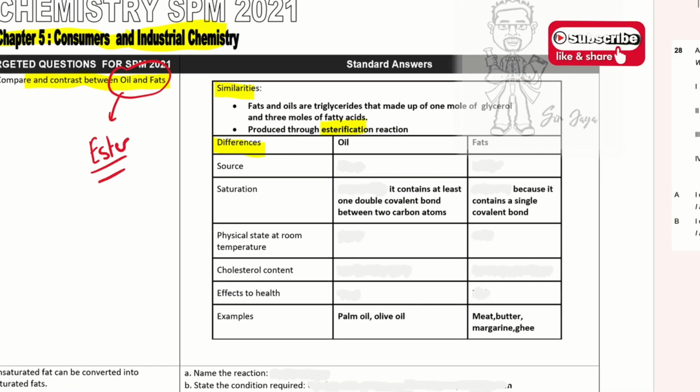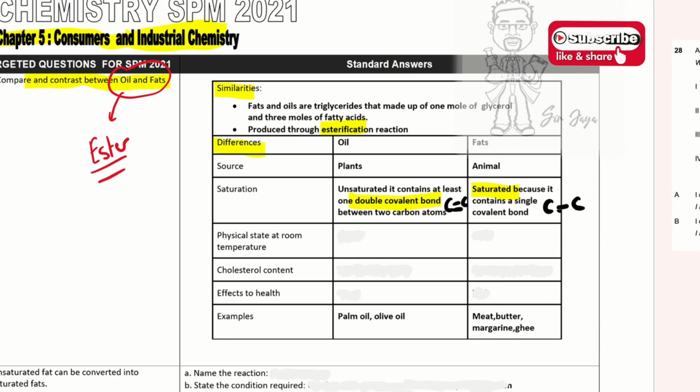All right, we move on to the differences. The source of oil is plant, the source of fat is animal, and for the saturation level, oil contains unsaturated fat. It contains at least one double covalent bond between two carbon atoms, while fat is saturated because it contains single covalent bonds. So here, at least one double covalent bond. Here, all single covalent bonds.